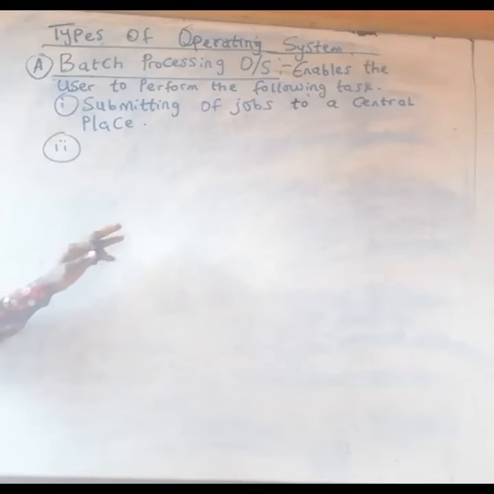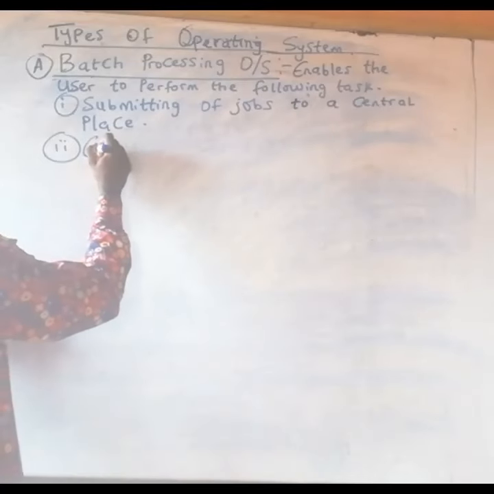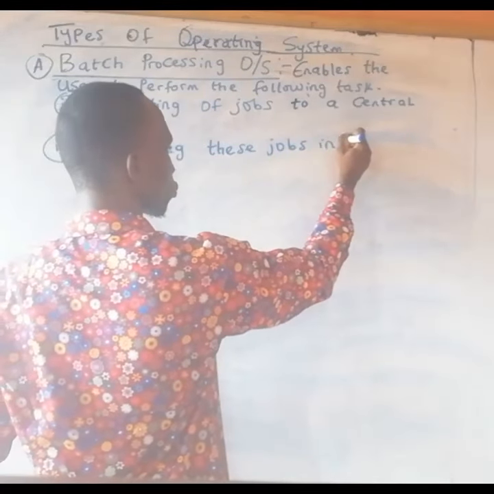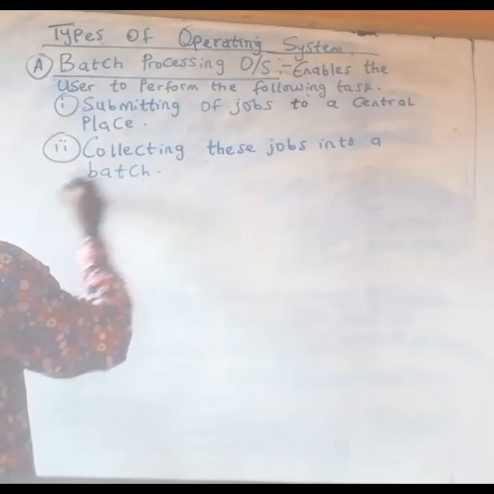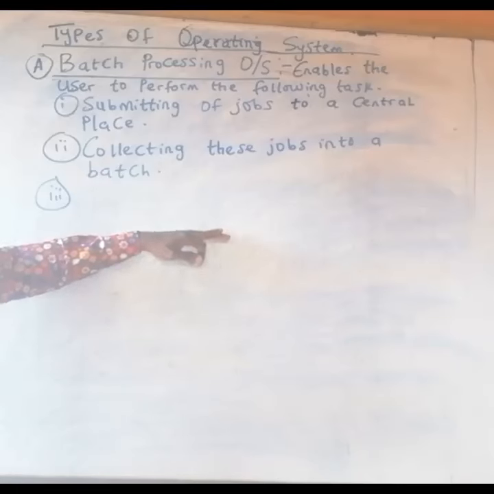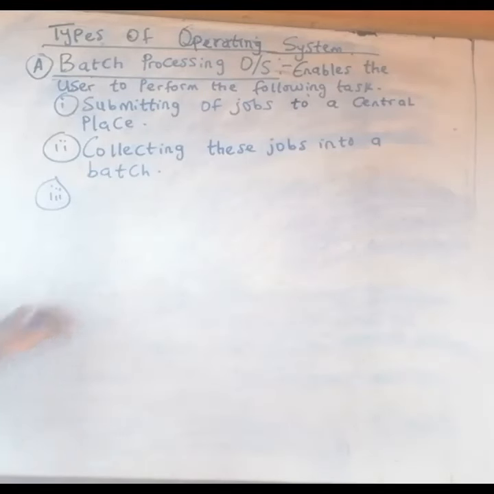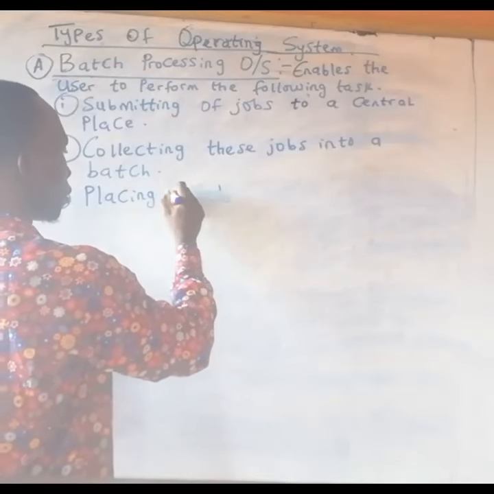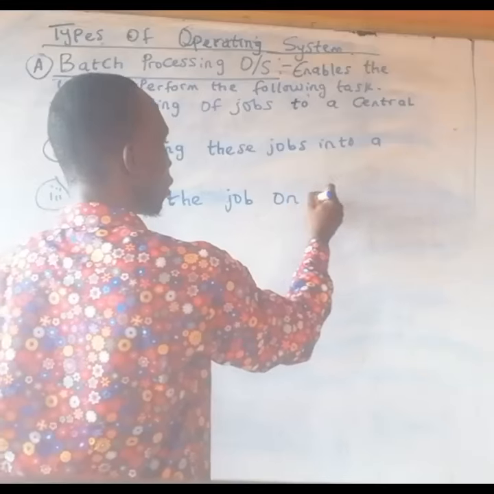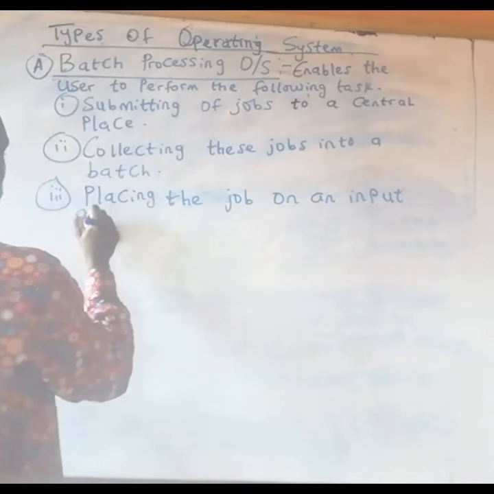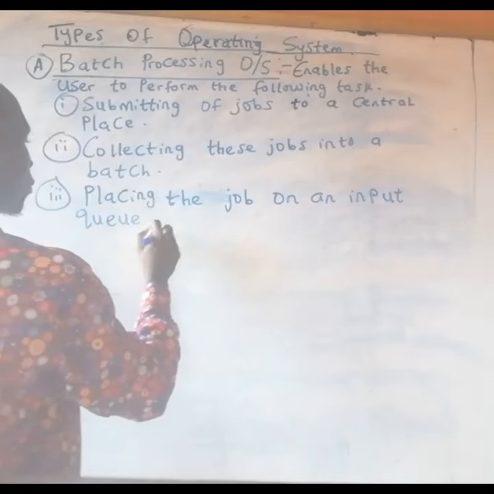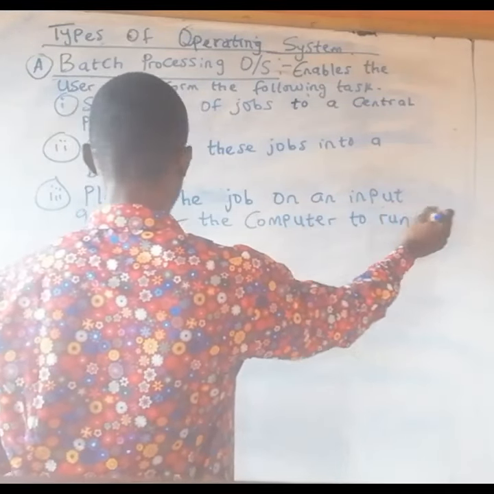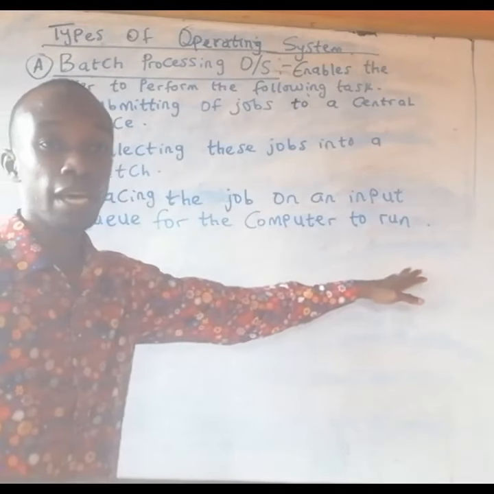Two, for the purpose of collecting the jobs into a batch. Number three, for placing the jobs on an input queue for the computer to run. Placing the job on an input queue for the computer to run.